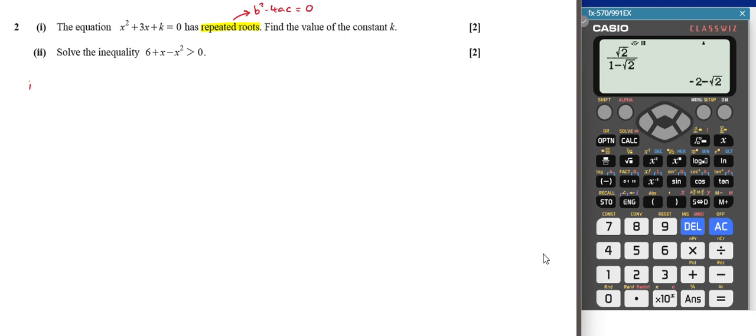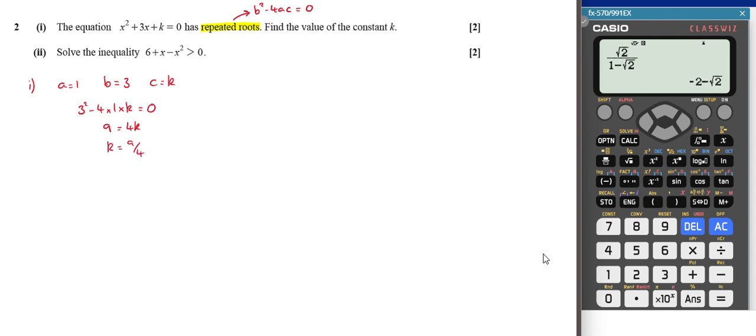So in this first one then, I've got a is 1, b is 3, and c is k. B squared minus 4ac equals 0, so that's going to be 3 squared minus 4 times 1 times k is equal to 0. So 9 is equal to 4k with a bit of rearranging. Just divide through by 4. K is 9 over 4, or 2.25.